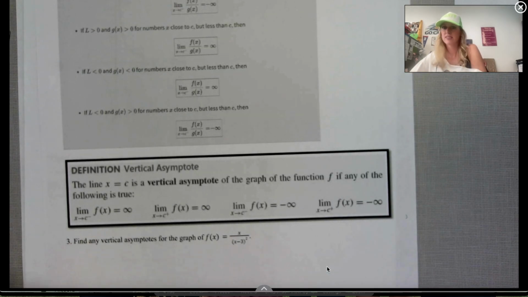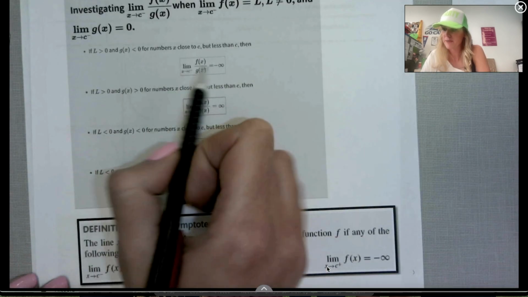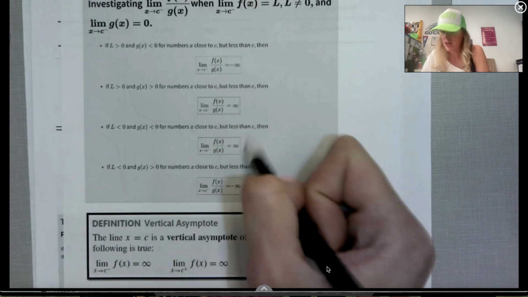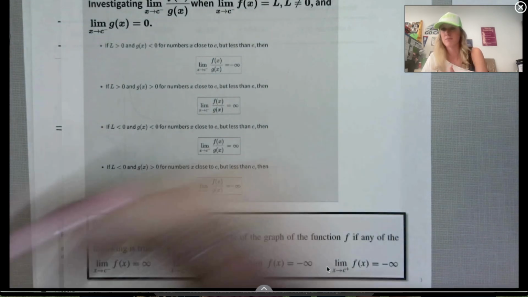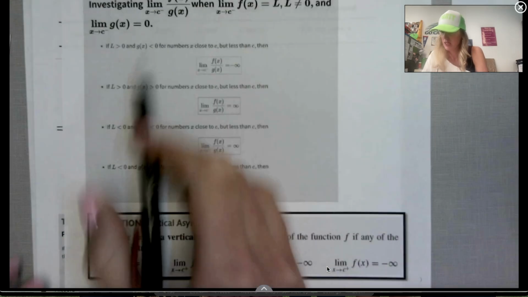Okay? All right. Next is a table. This is directly from your book, you guys. So it's just kind of reiterating when it's going to be negative versus positive. Okay? And that can kind of help you decide, is it going to be positive infinity or negative infinity? These are just kind of some generic statements to help you.